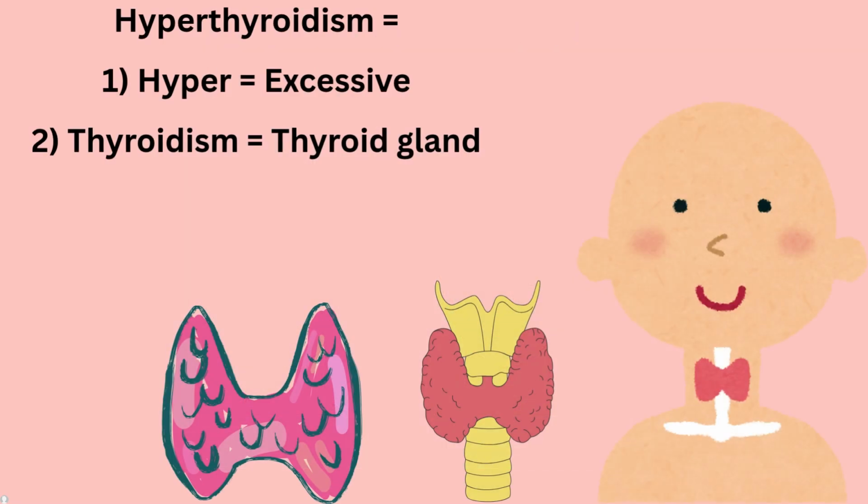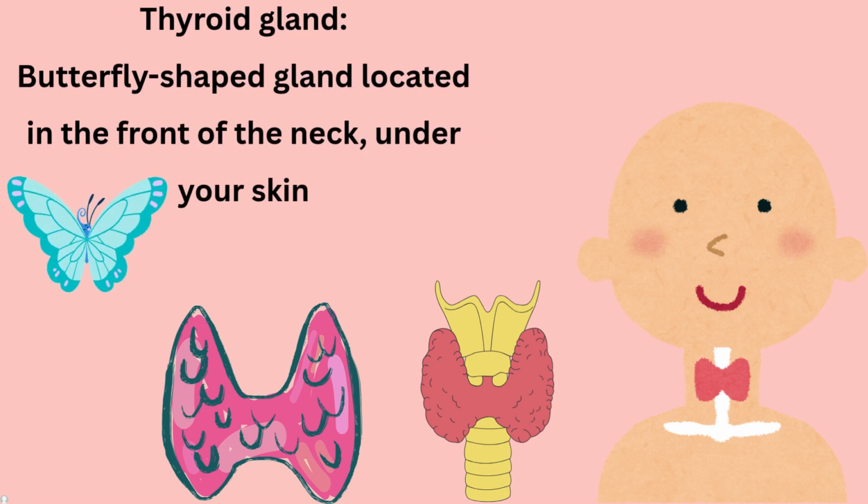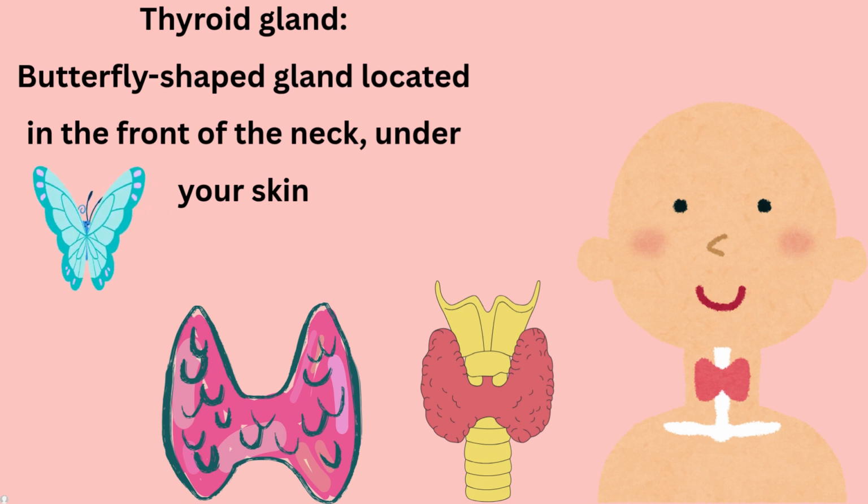Now let's start with the definition. Hyperthyroidism, as the name suggests, hyper means excessive. Thyroidism means thyroid gland. So, in conclusion, hyperthyroidism is defined as excessive production of the thyroid hormone by your thyroid gland. Now, before we go into deep details, let's talk about the anatomy of your thyroid gland.